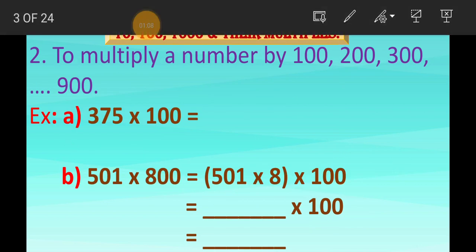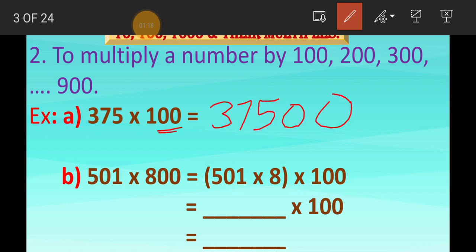If we have to multiply a number by 100 or multiples of 100, again, if you have to multiply by 100, copy the number. After that, 100 is having 2 zeros, so put 2 zeros. Or if we have to multiply by the multiples of 100, then take the number out which is at the hundreds place. Here we are having 8, take 8 out, keep 100 separate.